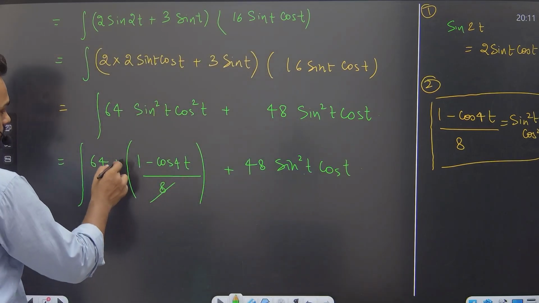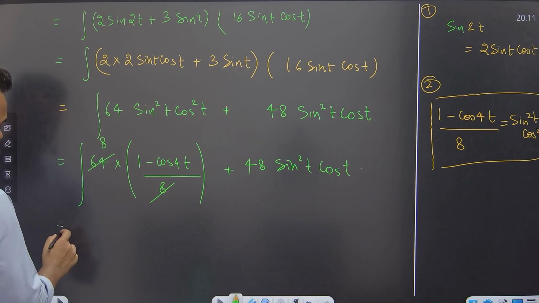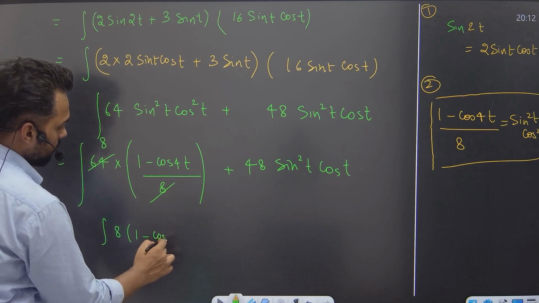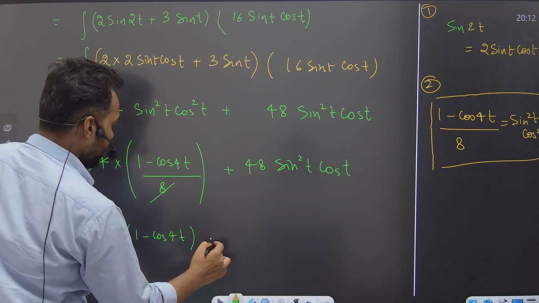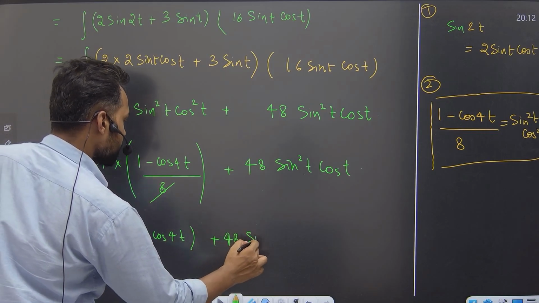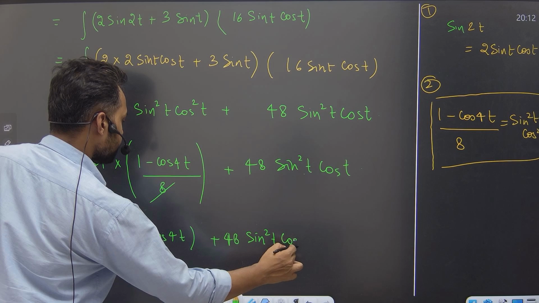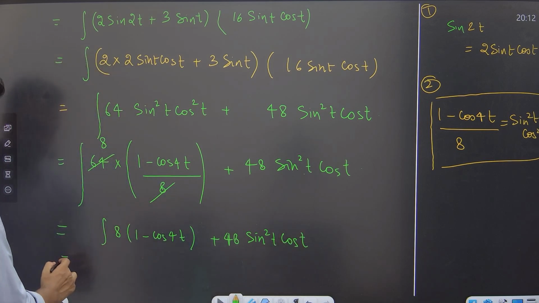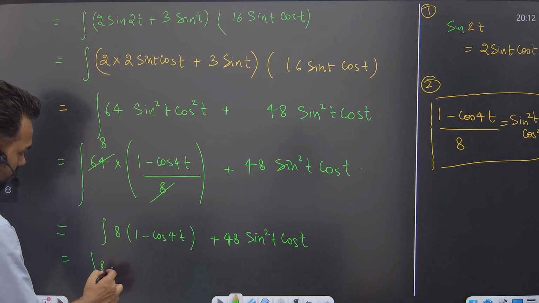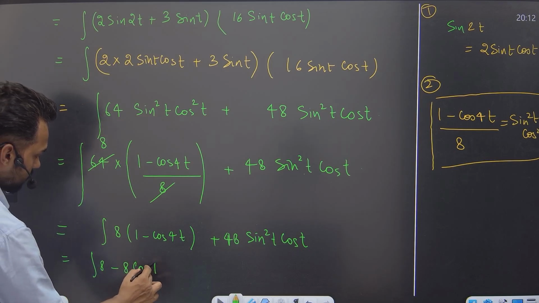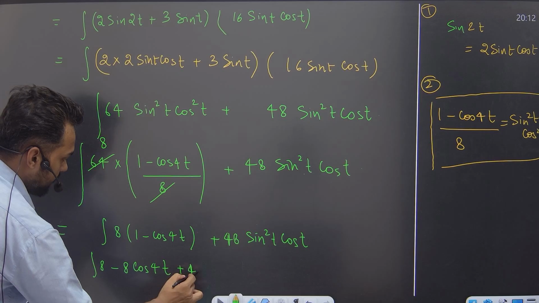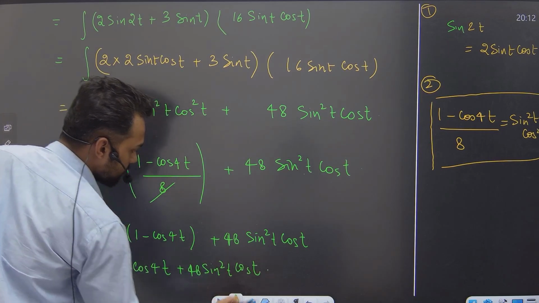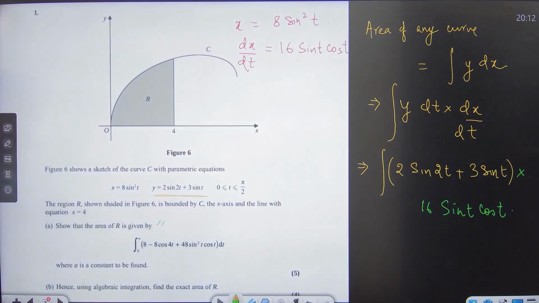So if I solve it further, we'll get 8 times 1 minus cos 4t plus 48 times sin square t into cos t. On opening this particular bracket, what we'll get? Integration of 8 minus 8 cos 4t plus 48 times sin square t into cos t. Okay, this is the required value in the question.